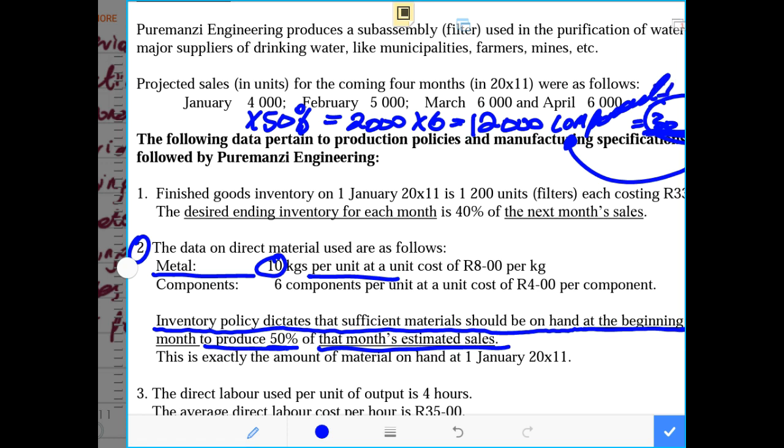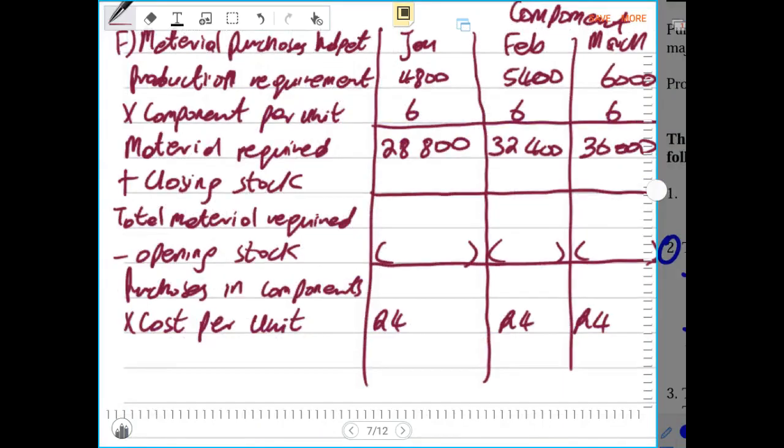That means we need 12,000 components in the beginning of the month of January in order for us to manufacture the 2,000 units, which is half of the units that are needed to be sold in the month of January. So that is why we record the 12,000 here as an opening in the month of January. Remember, the opening of January was the closing of December, but we are not doing budget for December. Therefore, we can just ignore that.